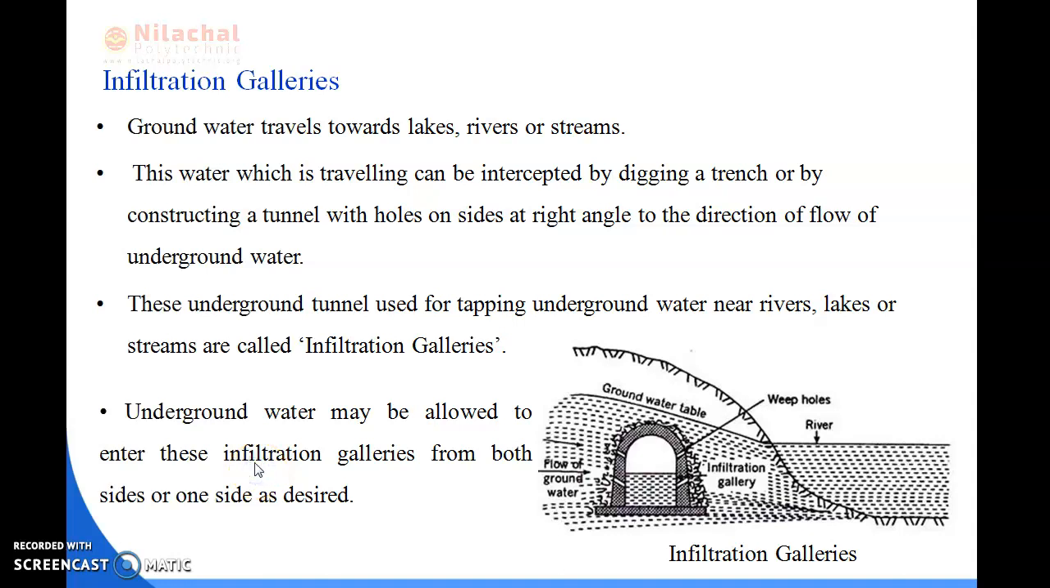Good morning everyone. So today we will be discussing infiltration galleries. In the previous slides we have discussed what the ground sources of water are, what the types of ground sources of water are, what we mean by aquifer, and what the types of aquifers are. We'll give a quick review.